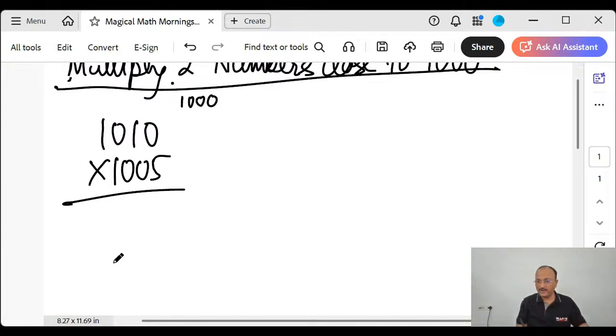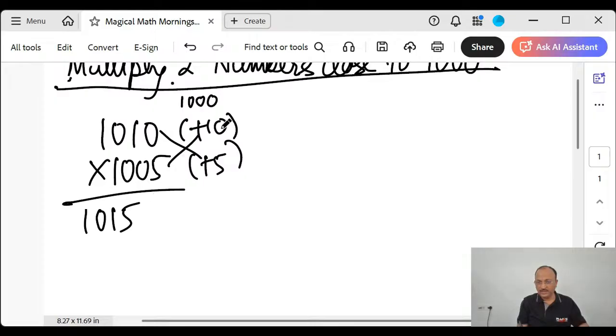Very good. Very, very nice. So some of you are very quick. See, 1010 plus 10, 1005 plus 5. The sum of these, either this or this, is 1015. Then 10 5s are 50, add a 0 and write 050. Very good. All of you have done this correct.